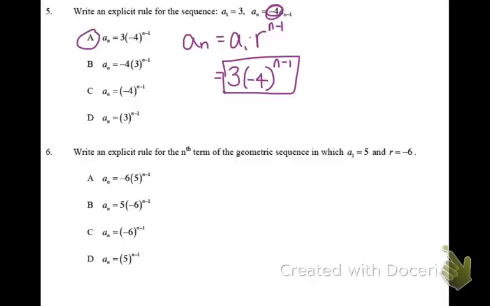If you notice with these answer choices, they're just mixing up the 3 and the -4, so just be careful with that and pay attention to it while you're taking your final.